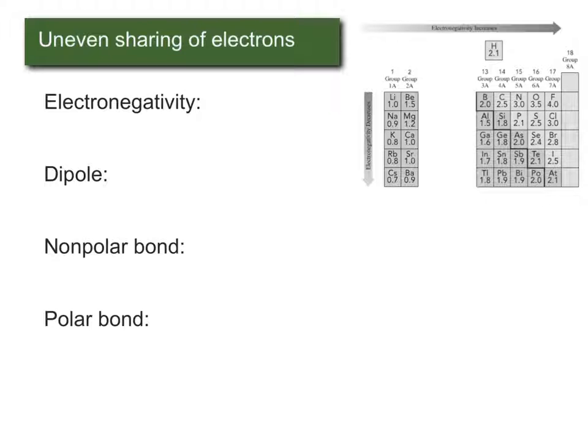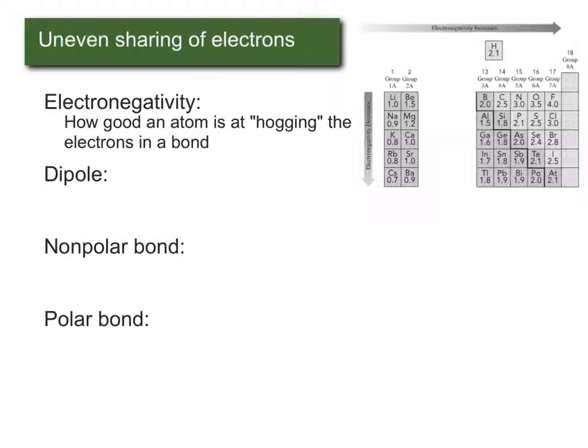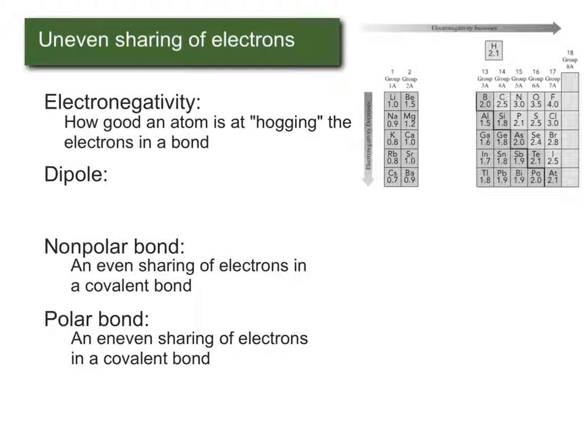And so how good an atom is at pulling the electrons toward itself is called the electronegativity, and that determines which direction the electrons are going to be moving. So if two atoms have exactly the same electronegativity, then they're going to be shared completely evenly, and that's going to be called a nonpolar bond. So a nonpolar bond is when the two atoms share the electrons evenly, and a polar bond is when the electrons are shared unevenly, and the uneven sharing of electrons results in a dipole.